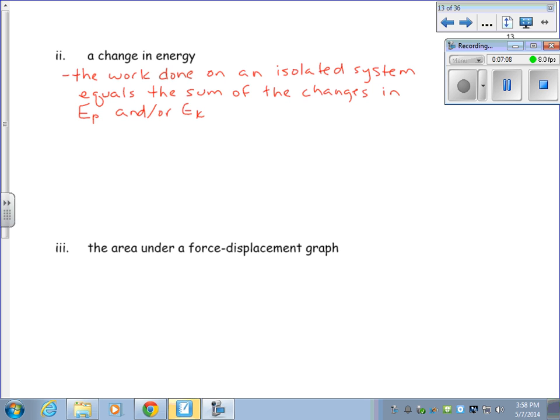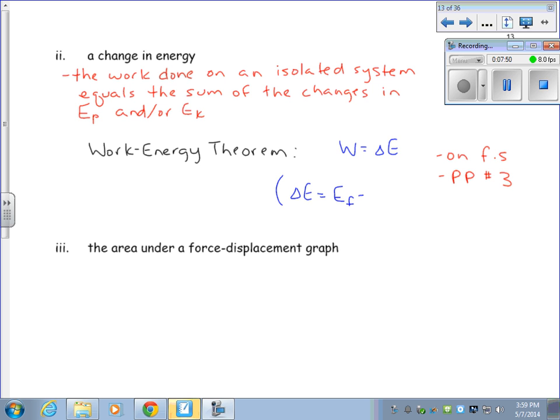So what that leads to is what's called the work energy theorem. And this is a pretty big theorem in physics, because what it says is that work is equal to a change in energy. So essentially work and energy are interchangeable in formulas. This is on your formula sheet, as physics principle number 3. And what you want to remember here is that change in energy is going to be energy final minus energy initial.